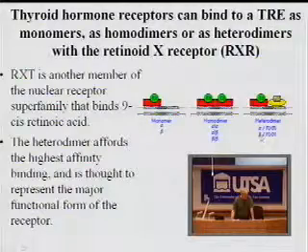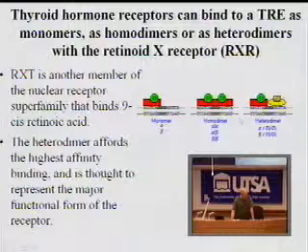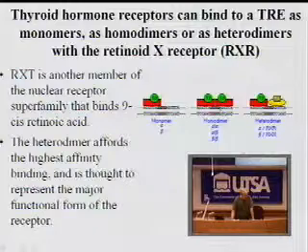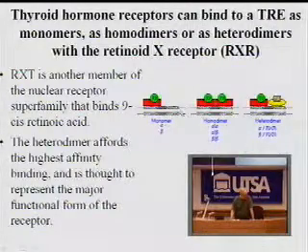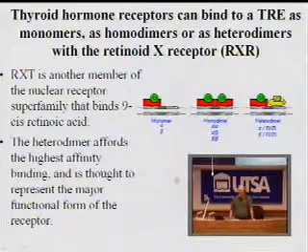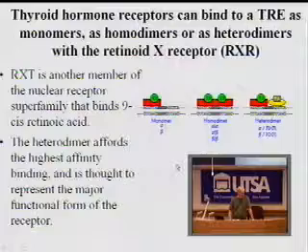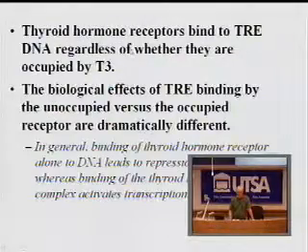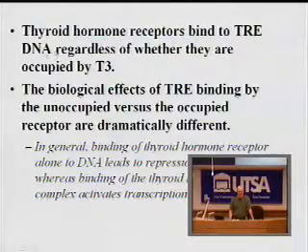And then the heterodimers, alpha with the RXR or beta with the RXR, binding to the AGGTCA, and then the AGGTCA, so this is a direct repeat in this case. In this instance, they're all shown to be ligated with their cognate ligands. So the thyroid hormone receptors bind to TRE DNA regardless of whether they are occupied by T3.